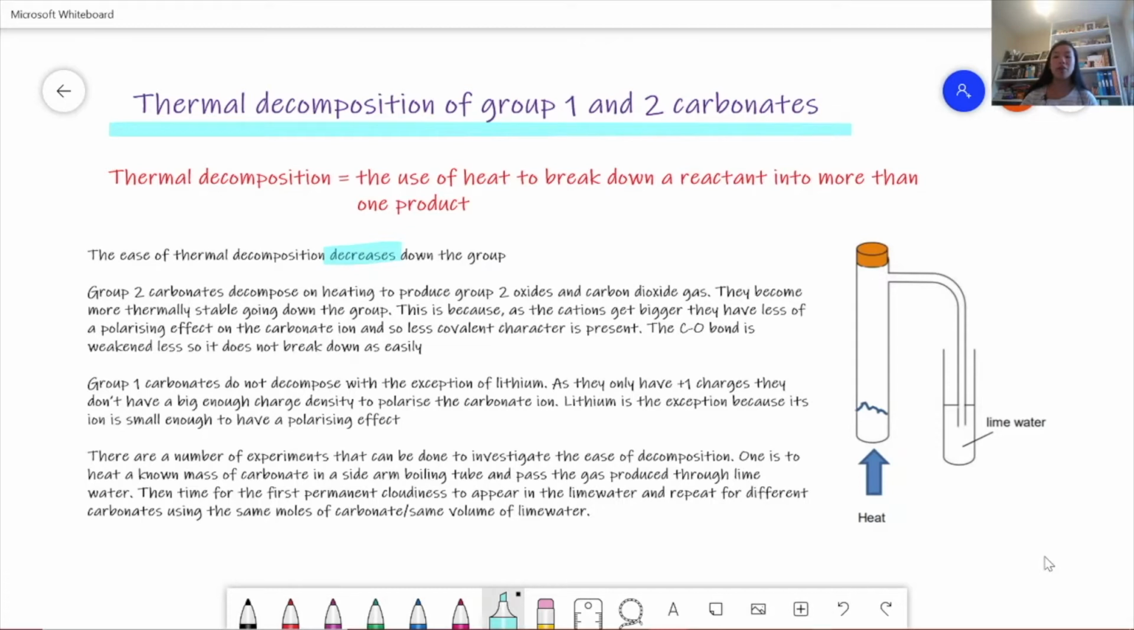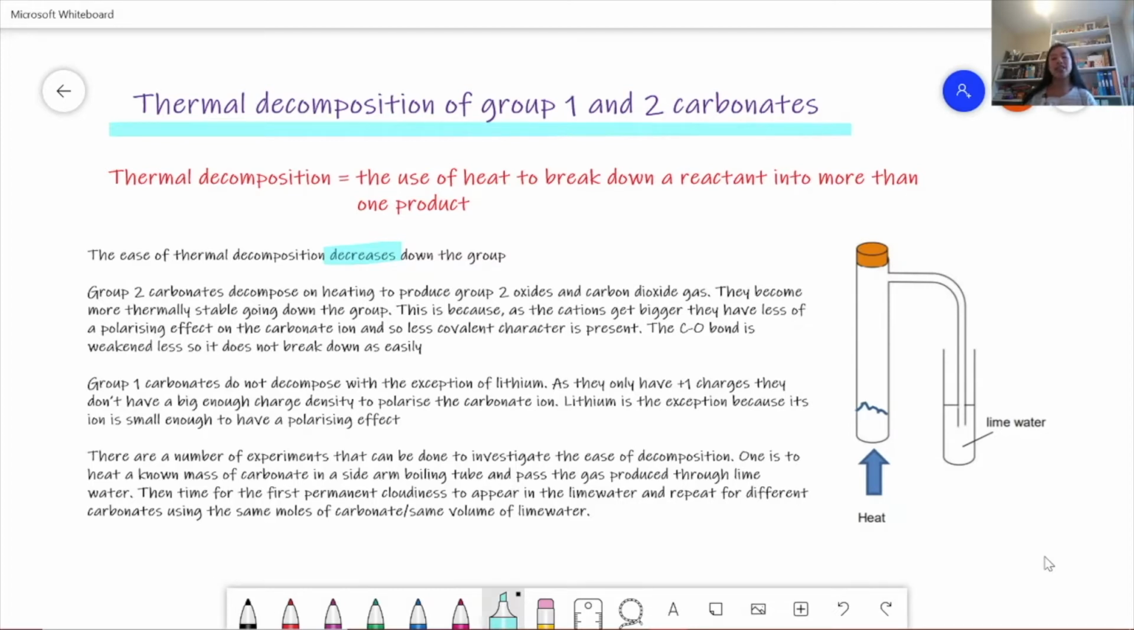For group 1 carbonates, they don't decompose with the exception of lithium. They only have 1+ charges, so they don't have a big enough charge density to actually polarize the carbonate ion. Lithium is the exception because its ion is small enough to have a polarizing effect on the negative carbonate ion. There are a number of experiments that can be done to investigate the ease of decomposition.